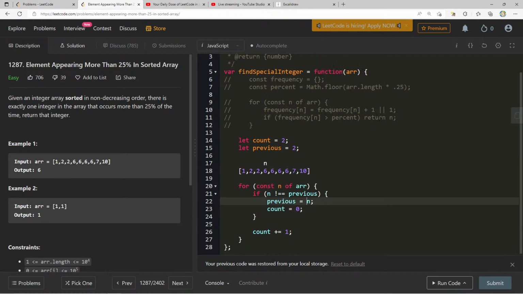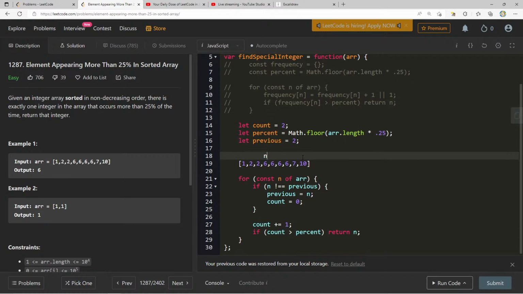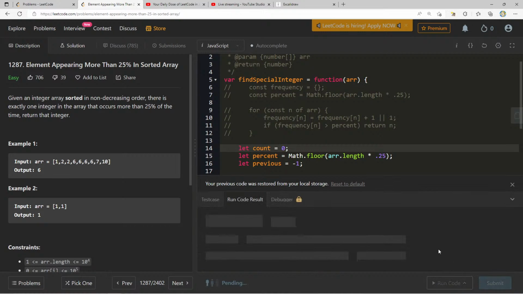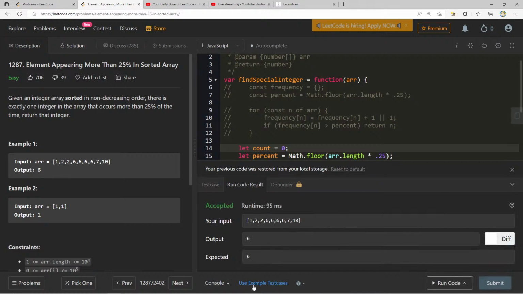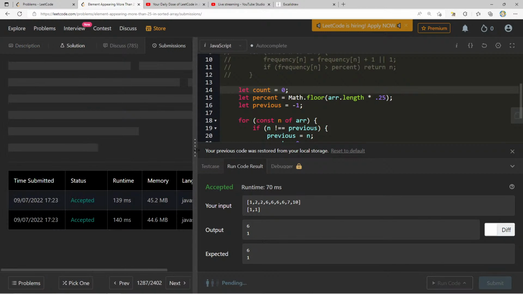So I think anytime we increase this count, we can check something like math.floor, or let's just take the percent, right? Let's calculate this once, since that's going to help. If count is greater than percent, we return n. And I'm going to make all these lets for consistency. Previous is -1, count is 0. Let's try this one out. 6 and 6. 6 and 1. Let's submit.